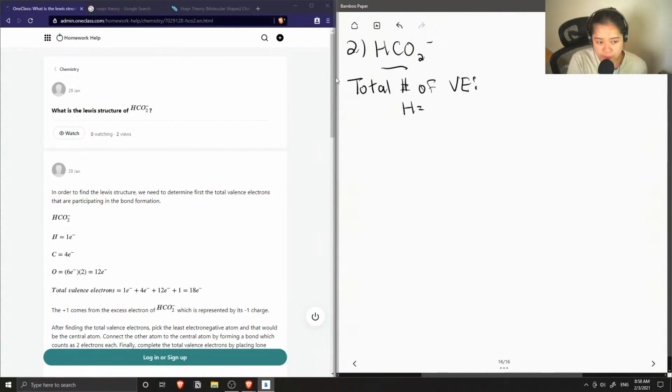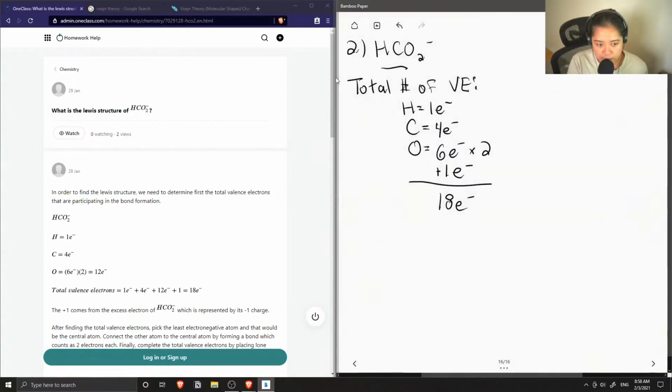Hydrogen has 1 valence electron. Carbon has 4. Oxygen has 6, and since we have 2 oxygen atoms, we multiply this by 2. And notice that the overall charge of our ion is -1, so we need to add an additional electron to this count as well. When we add all these values up, we get a total of 18 valence electrons.